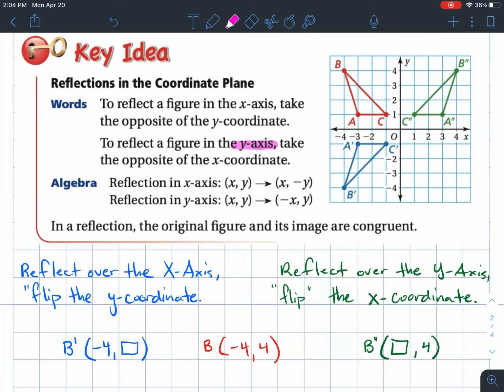So when you're flipping an image over the x, you flip the y. When you are flipping an image over the y, you flip the x. And that's indicated here. So reflecting over the x-axis, you take your y and you write its opposite. If it's a positive y, it becomes a negative y. If it's a negative y, it becomes a positive y.